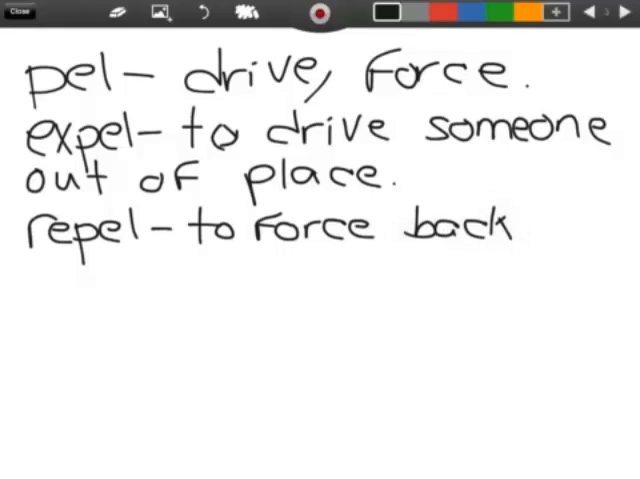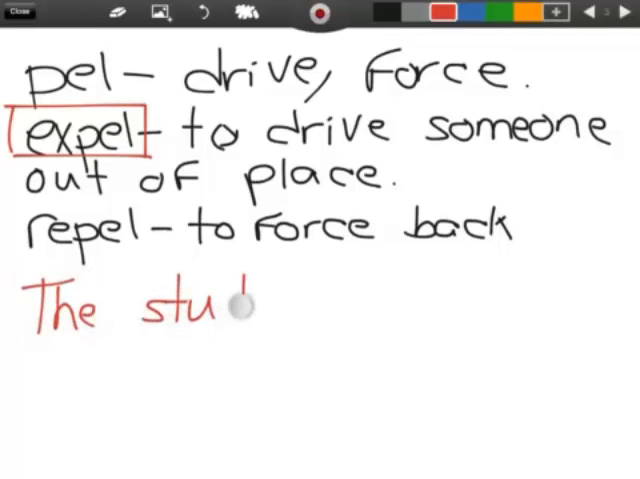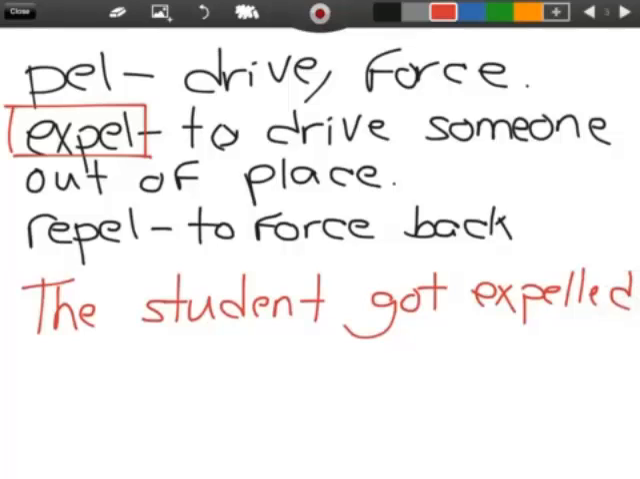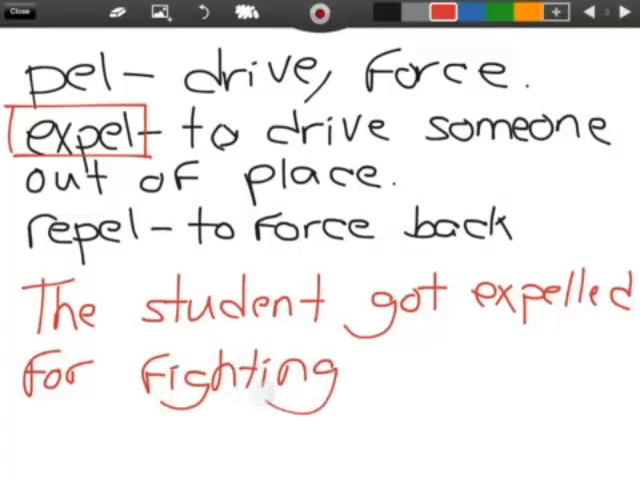I'm going to go ahead and use expel in a sentence. I'm going to read that to you. The student got expelled for fighting at school.